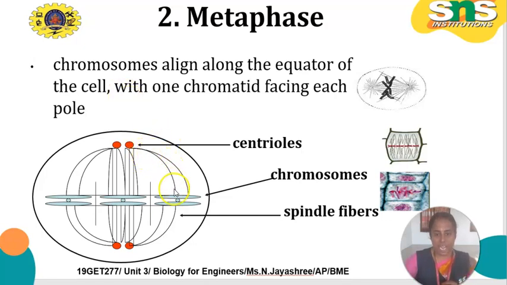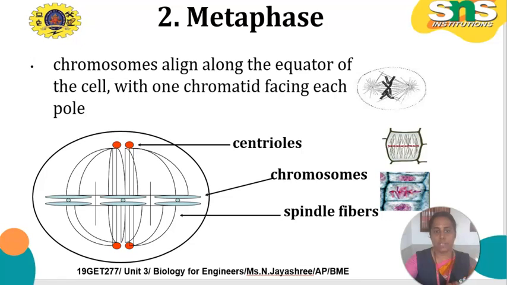When the chromosome is attached to the spindle fiber, it is a continuous spindle fiber. When the chromosome is not attached to the spindle fiber, it is a discontinuous spindle fiber. This is the chromosome alignment in the metaphase stage.